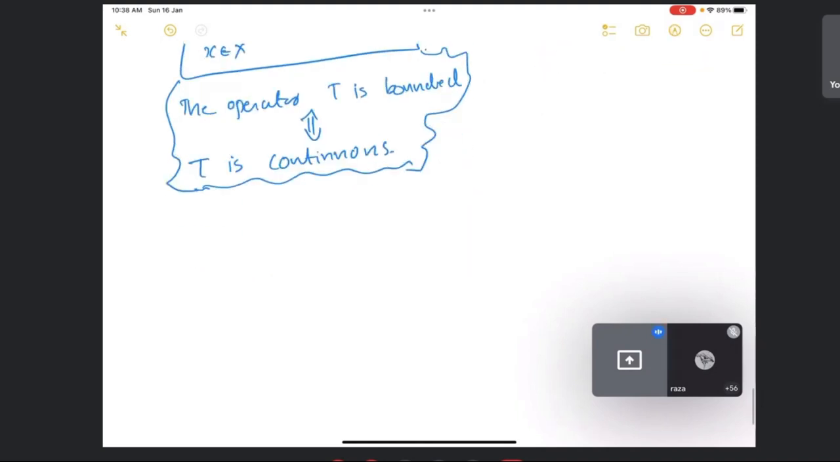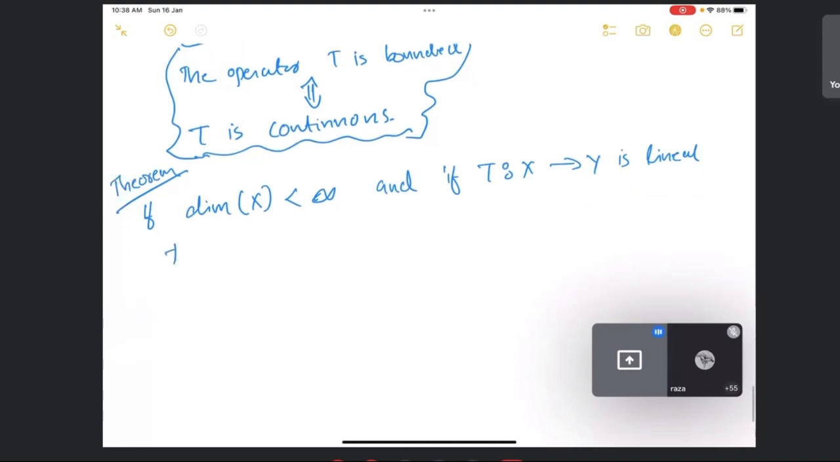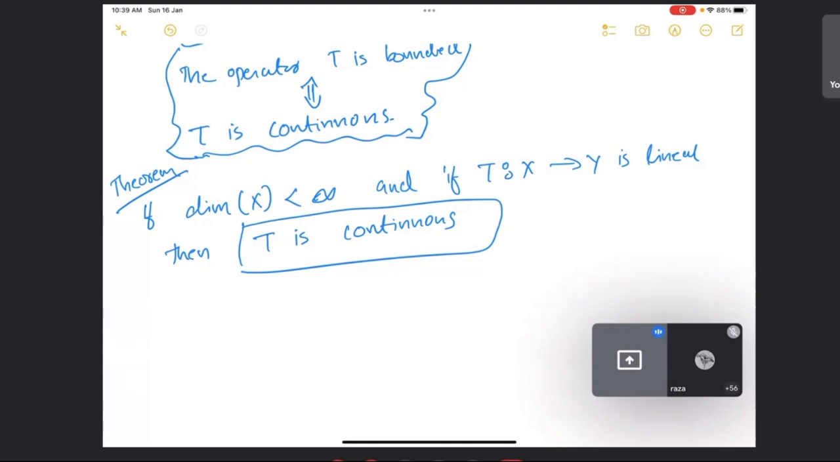And one thing you can get for free is that if the dimension of X is finite, and if T from X to Y is linear, this is actually a theorem, then T is continuous. You don't have to worry about the boundedness or the continuity. So boundedness and continuity we can interchange when we are working in normed spaces. Once you have a linear operator T from X to Y, and the dimension of X is finite, then it is always going to be continuous. This is a well-known result in functional analysis.